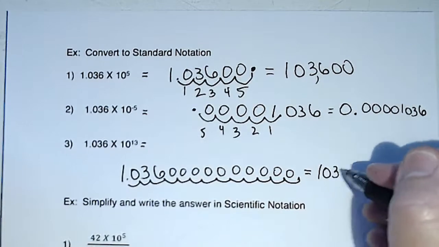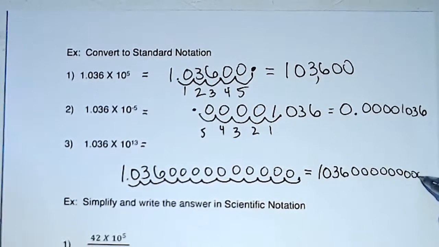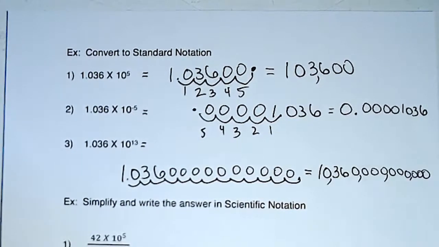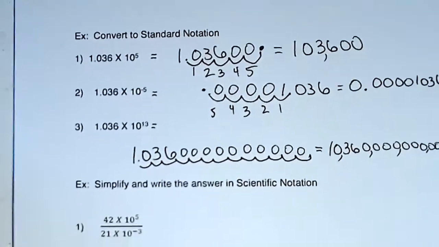1, 0, 3, 6. 1, 2, 3, 4, 5, 6, 7, 8, 9, 10. Oh my goodness, counting backwards. There's a comma, there's a comma, there's a comma, there's a comma. Thousands, millions, billions, trillions, 10 trillion, whatever we're counting. So far, so good? Awesome. Let's do a couple of other problems.